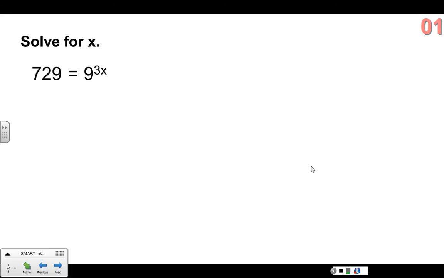Here's another. 729 equals 9 to the 3x. So I'm going to see if I can find a power of 9 that would equal 729. Using a calculator, I know 9 squared is 81, but 9 to the 3rd power makes me think it is. 9 to the 3rd is actually 729. Now, I just played around with my calculator to figure out a common base that I could use in this problem. So since 9 is the common base, the exponents are equal. 3 equals 3x. To solve this equation, I would just divide both sides by 3. So the solution, x equals 1.